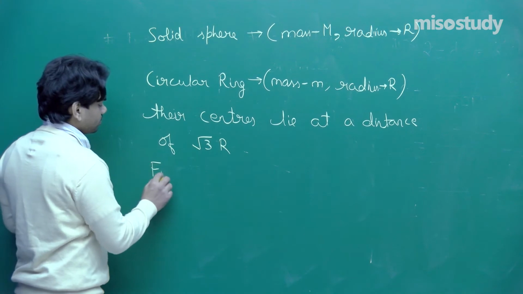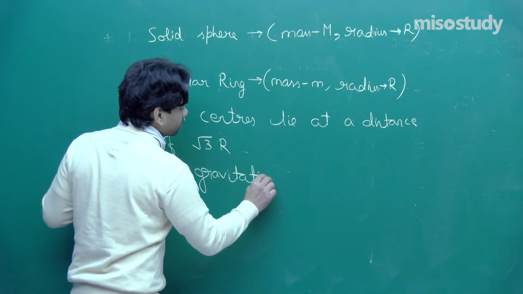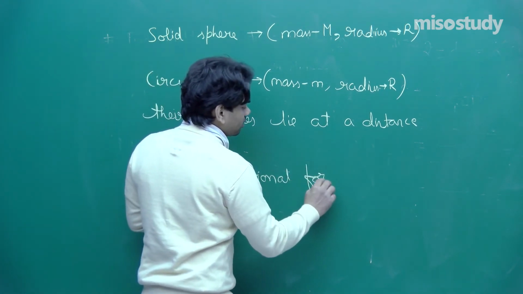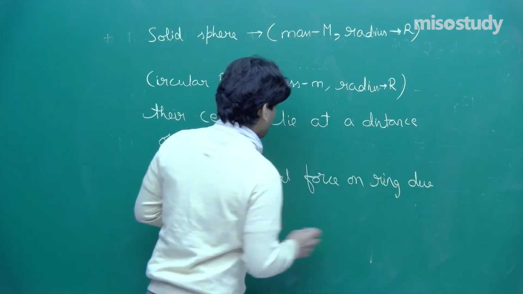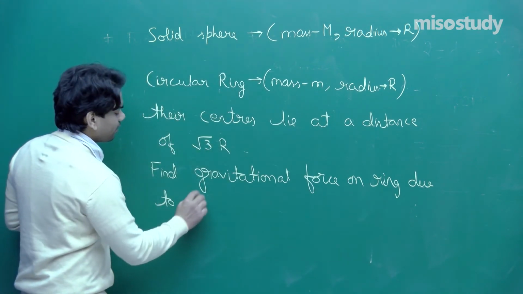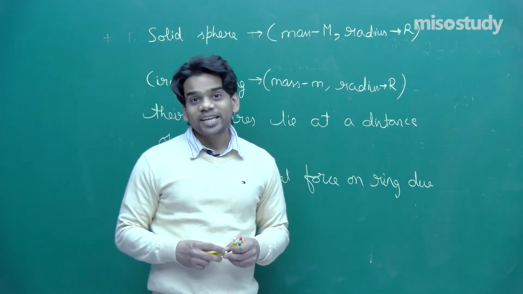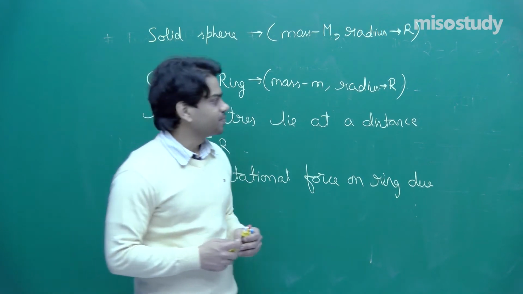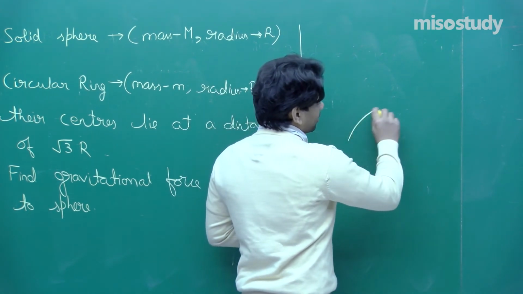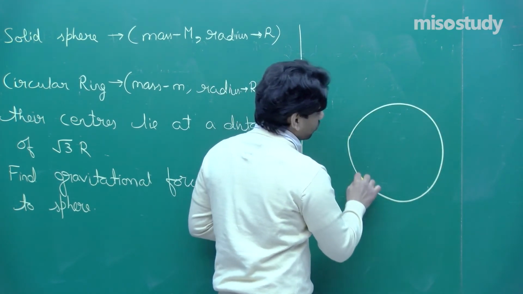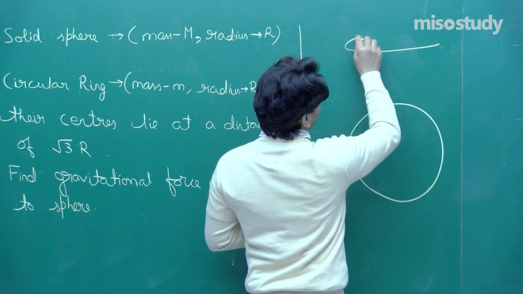So find gravitational force on ring due to solid sphere. Whenever I write only sphere, that means you have to assume that we are talking about a solid sphere, and if I write shell, then you have to take it as a hollow sphere. Let's go ahead. How the picture looks like. This is the sphere, this is what we can see, and the ring is lying over it. This is the ring that's lying over it.